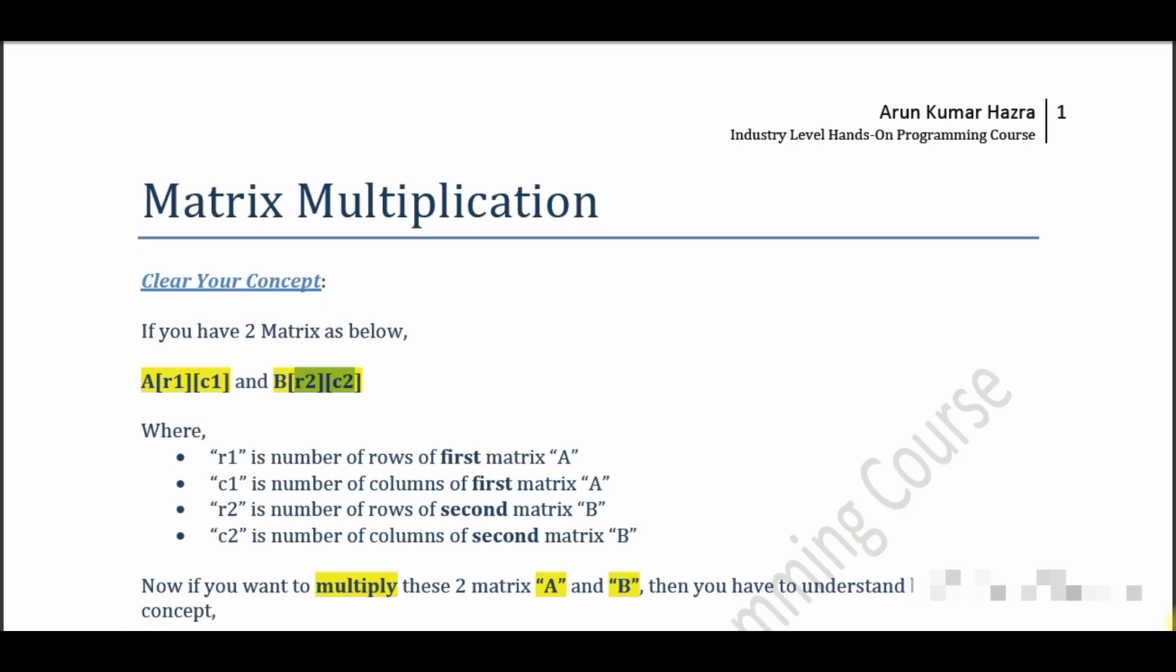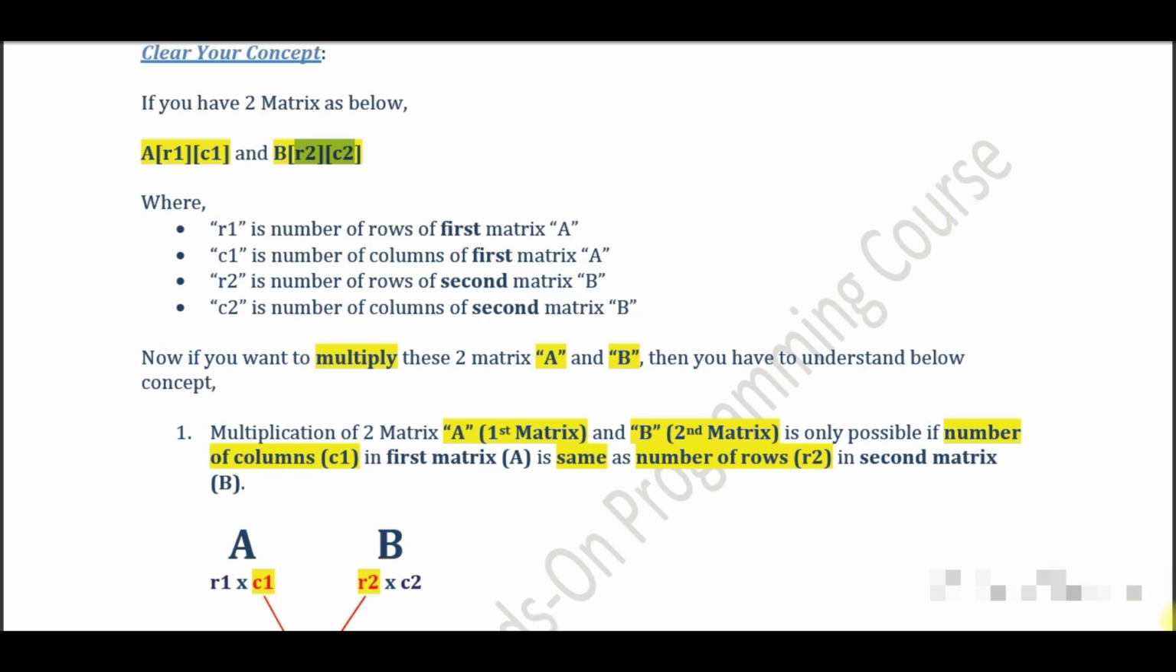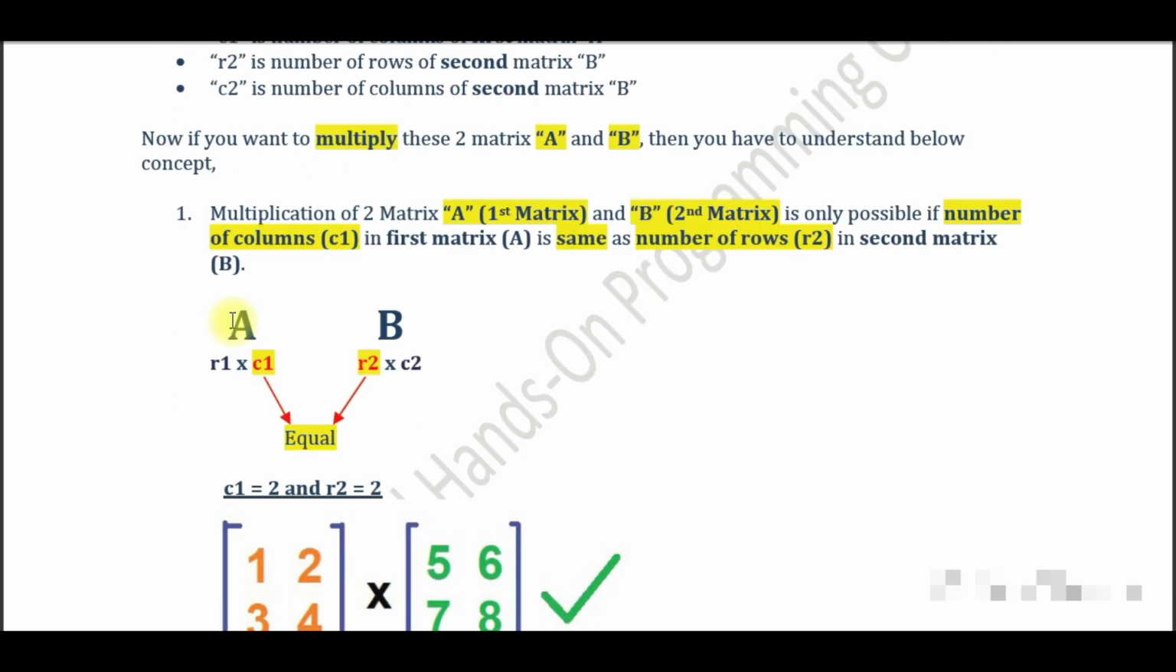Now if you want to multiply A and B, then you have to understand some concepts. I will give you three main concepts which you have to consider before doing any multiplication. First, the column count of the first matrix, that is A, should be equal to the row count of matrix B. That is, C1, the column count of the first matrix, and R2, the row count of the second matrix, must be equal. Only then can you multiply two matrices, else it is not possible.